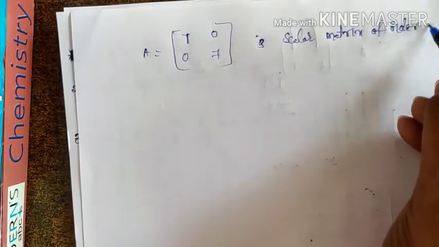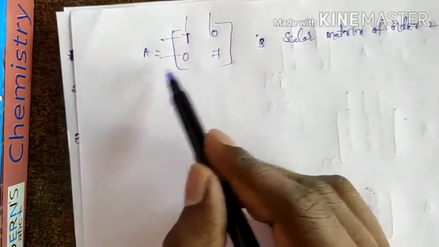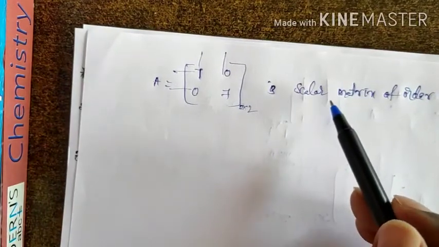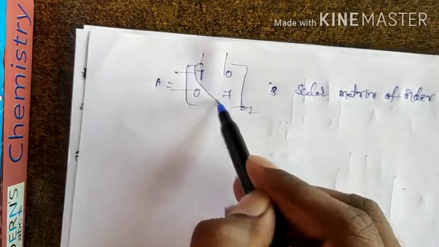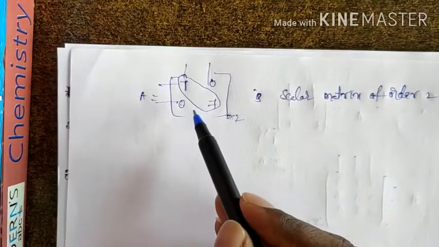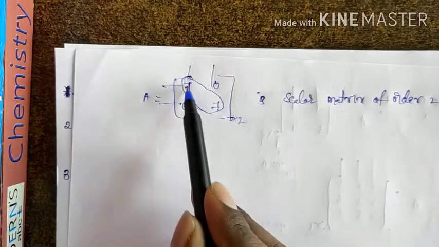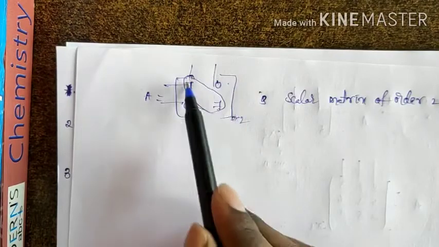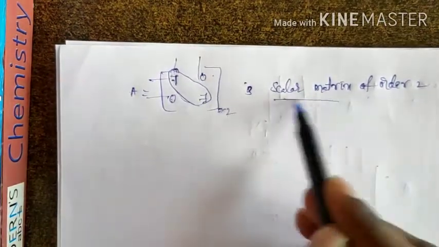It is a scalar matrix of order 2 because, see here, how many rows are there? 2 rows. How many columns are there? 2 columns. So that's why it is a 2 by 2 matrix. And it is a scalar matrix because, by the definition, all the non-diagonal elements are 0. So these are the diagonal elements and these are the non-diagonal elements, and the diagonal elements are equal. Here it is 7, here it is 7. So that's why all the non-diagonal elements are 0 and the diagonal elements are equal. So then it is called a scalar matrix.